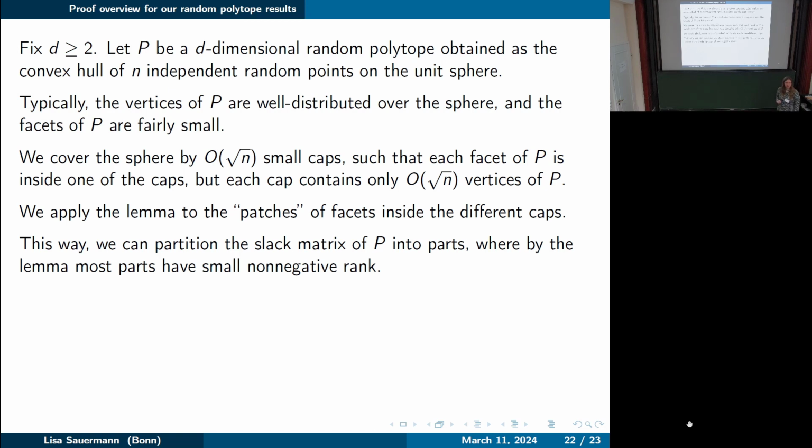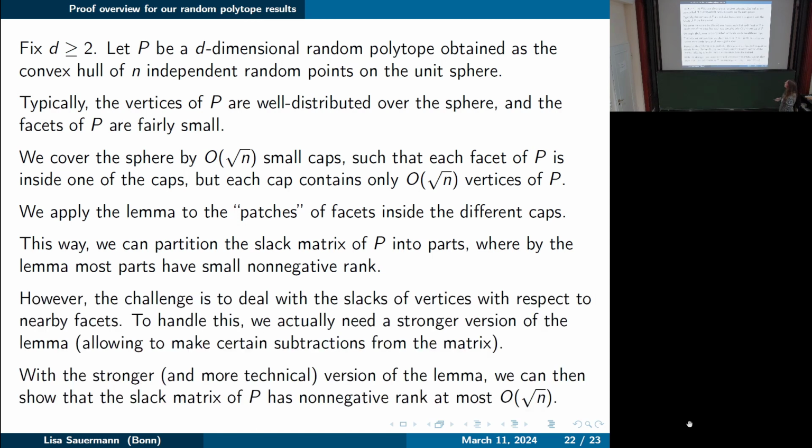But one crucial question is, what do you do with the entries where the vertex is actually inside the same patch as the facet? Because the lemma on the previous slide was talking about vertices being far away from the patches. So this will never give us a handle on the diagonal blocks of that matrix, the vertices which are inside the same small cap as the facet. So that's the challenge: to deal with the slacks of vertices with respect to the nearby facets. And to handle this, I actually lied to you.